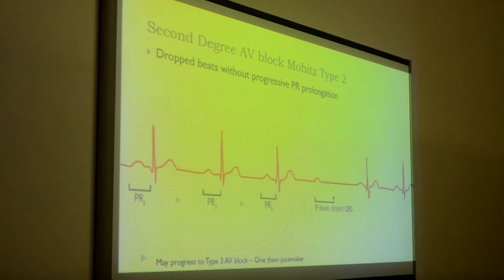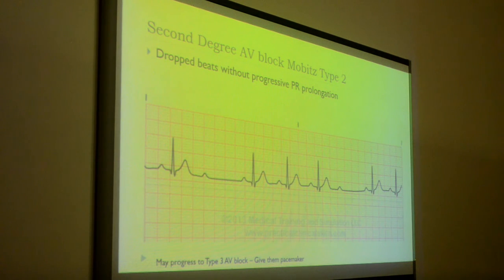If it's slowly prolonging, it's type 1. If it's without even prolonging, it just doesn't conduct the beat, then this is type 2. And actually, this is more worrisome, and these are the ones that may progress to type 3 AV block, and that's why you might have to give them a pacemaker.